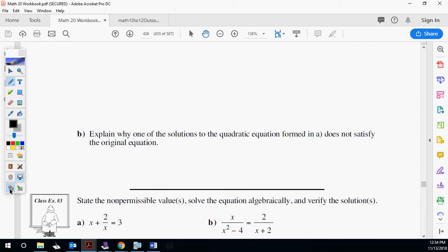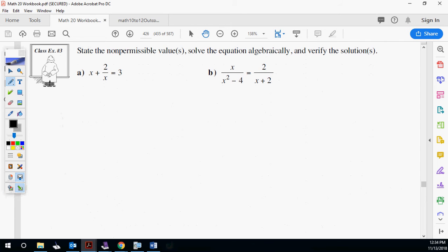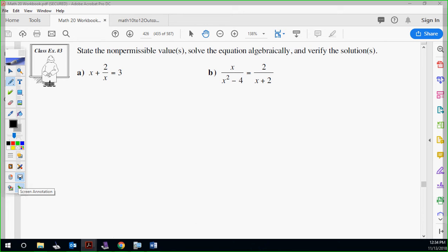Okay. All right, so number 3. State the non-permissible values. Solve the equation algebraically and verify the solutions. Okay, so for A, what's a strategy we're going to use? Yep, all of you guys are saying it. Times everything by x. When you look at that, there's one fraction, and that fraction's over x. So we're going to multiply everything by x to get rid of that fraction. Does that make sense? So I'm going to go x, x, x. And so this x just cancels, so that's just a 2. x times x, so x squared plus 2 equals 3x.